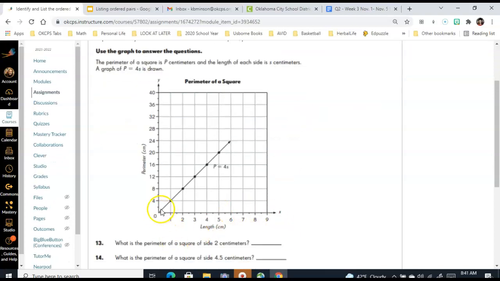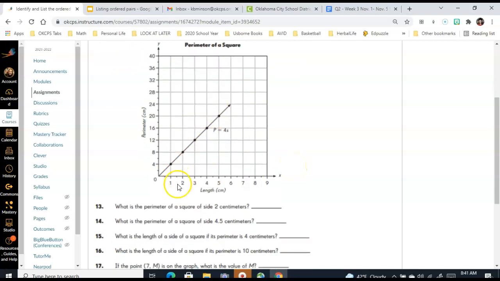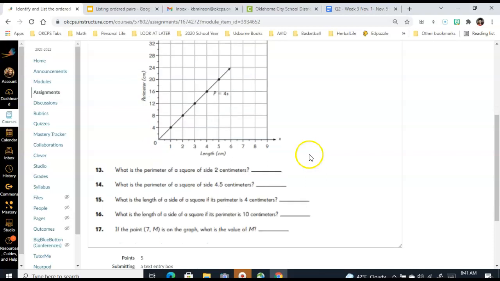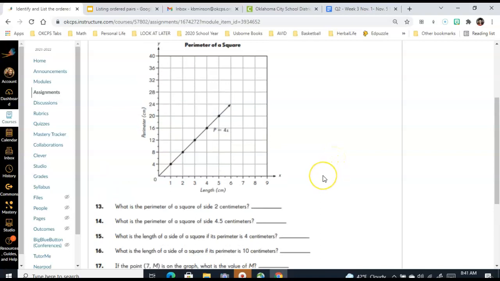Okay, so notice this one is already done for you. You're not plotting, but you're looking at where it would be. So for instance, 13 says, what is the perimeter of a square of side of 2 centimeters? So 2 centimeters, I'd find my length. Here's my length. I would go to 2 centimeters, and then it's asking me what's the perimeter, and the perimeter is on the y-axis, so I would go up to where it meets. And notice right here, this would tell me that my perimeter for when the side is 2 centimeters is 8 centimeters long. So my ordered pair would be 2, 8 inside parentheses.